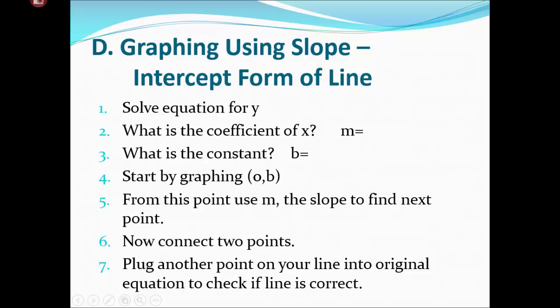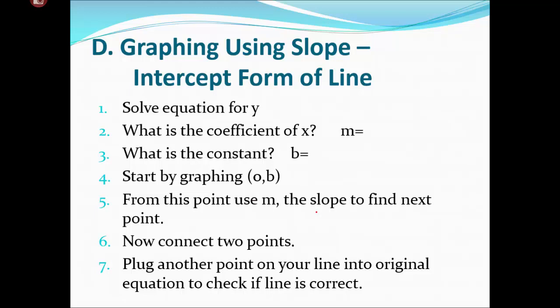When you're graphing using your slope intercept form, you solve the equation for y, determine what your slope is, that's the coefficient of your x. What is the constant? That's your b. I always write it as an ordered pair. So you start by graphing your y-intercept, which is on your y-axis. From this point, you use the slope to find the next point.